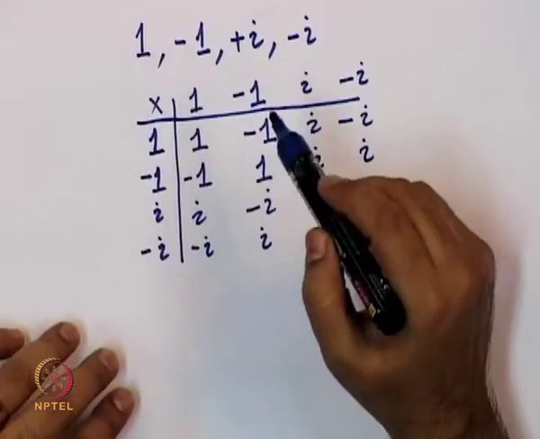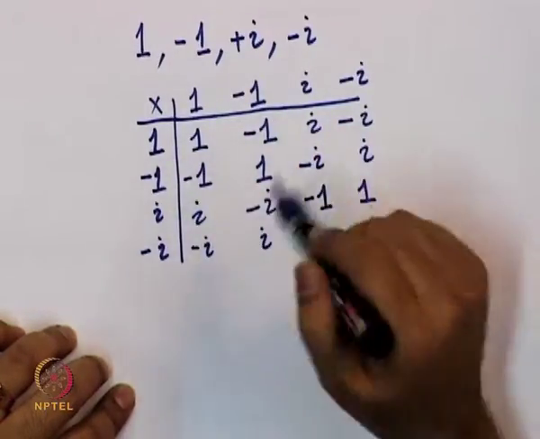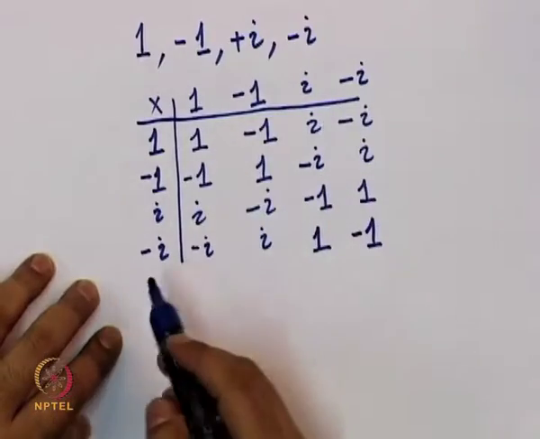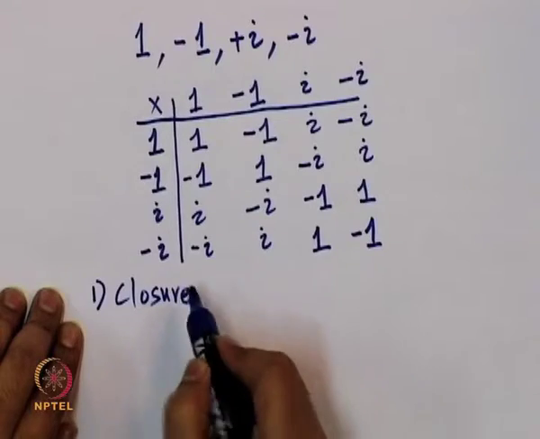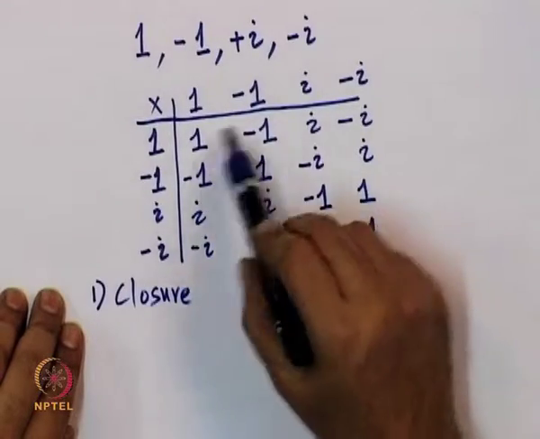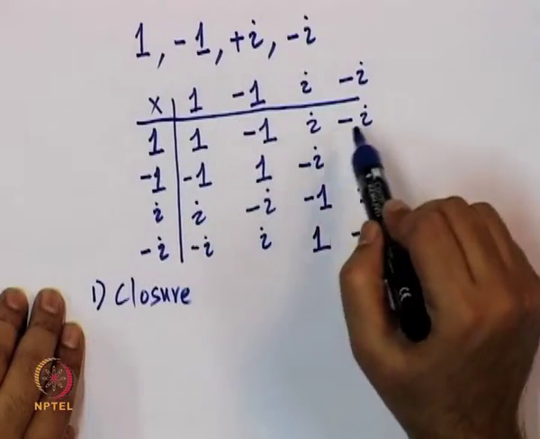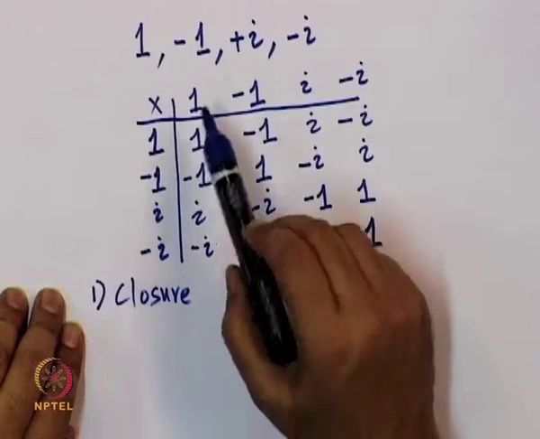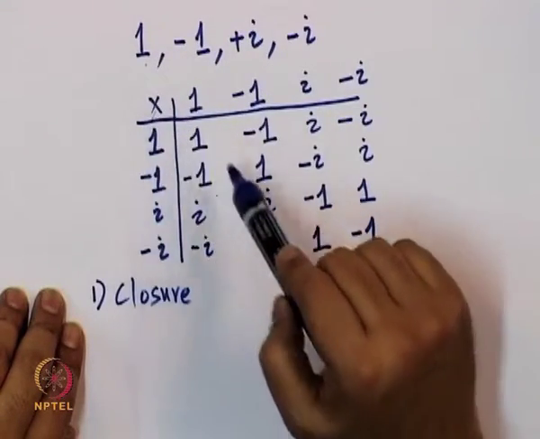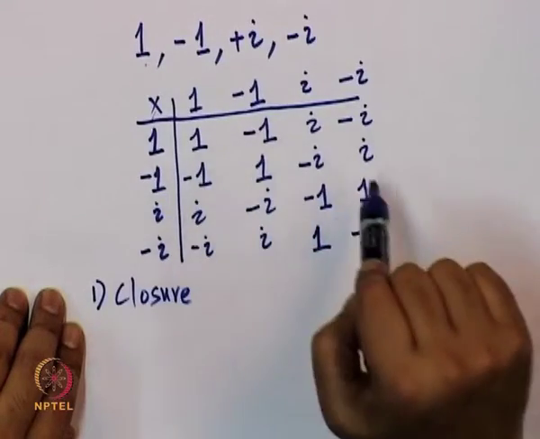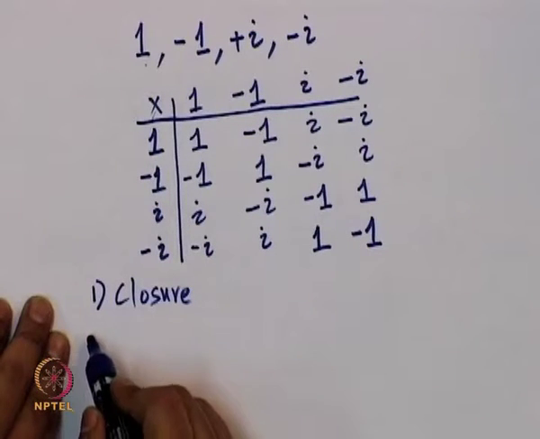Now, there are certain properties which are satisfied in this kind of multiplication table. First one is known as closure. This entire table, the multiplication table, consists of only 1, minus 1, I and minus I, which means that our set consists of these 4 numbers. Under the multiplication operation, you get the same 4 numbers in different combinations. So, this property is known as closure.